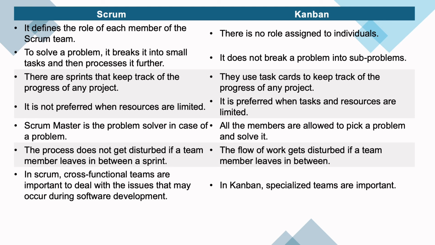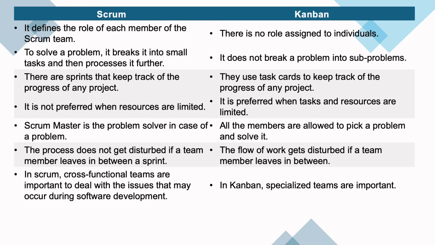In Scrum, to solve a problem, we break the task into smaller pieces and then process it further. That is, each of the tasks is given a sprint. So a bigger project is broken down into smaller parts, and each part is given a sprint to develop. Here in Kanban, we do not break a problem into sub-problems, but we work as it comes, and it does not follow the iterative approach.